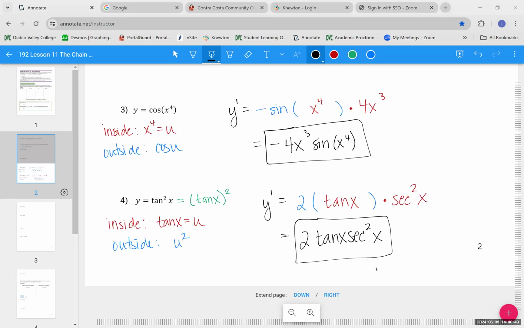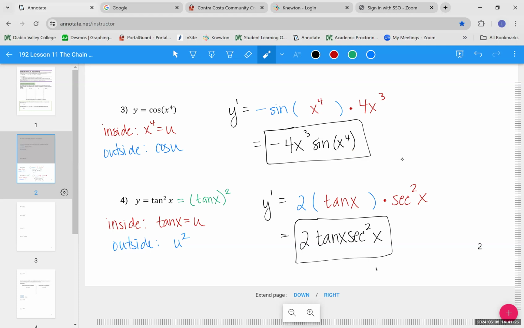Okay, so I have identified, I'll start with number 3. The inside function is x to the fourth, that's my u, and my outside function is the cosine of u. So when I take the derivative, I start with the derivative of the outside. So the derivative of cosine u is negative sine u. So negative sine, and then I input my u, which is my inside function. So derivative of the outside, leaving the inside alone, and then we multiply by the derivative of the inside.